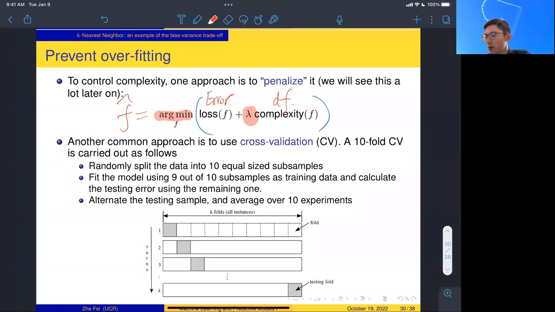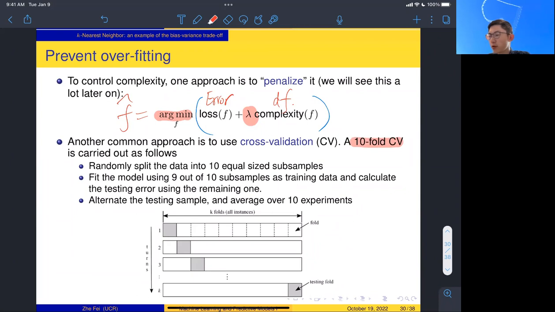Some of you might have heard of cross-validation, or have used cross-validation in your research as well. So here we briefly review what cross-validation means and why it is related to preventing overfitting. Let's take an example to fix ideas. The example is tenfold cross-validation.